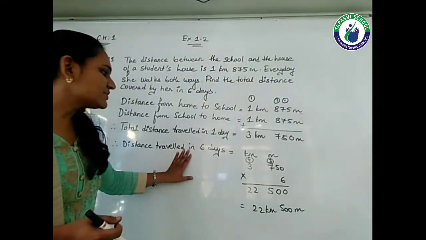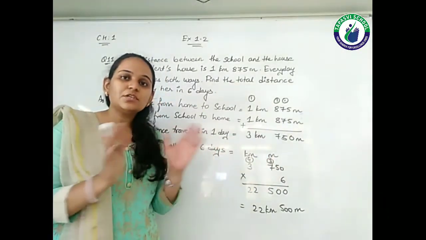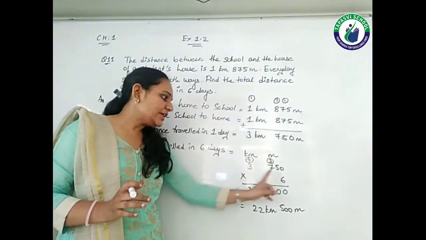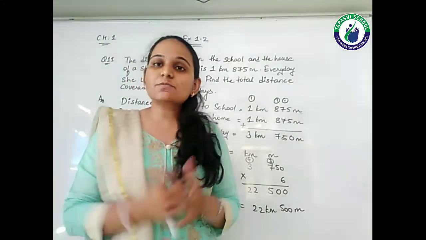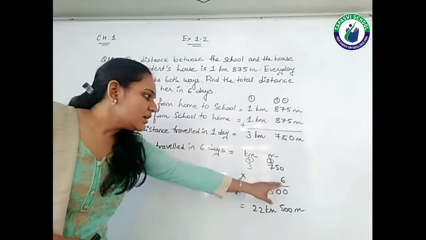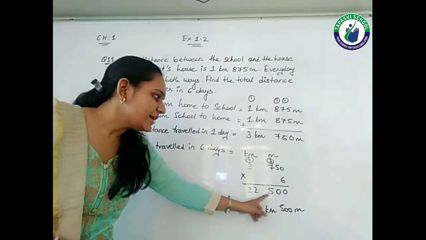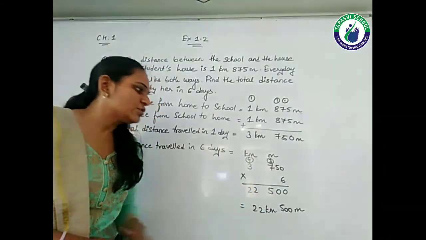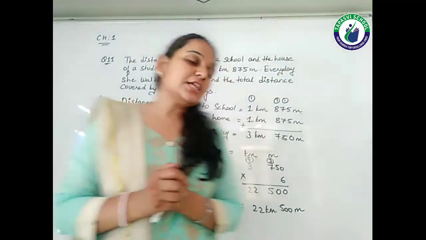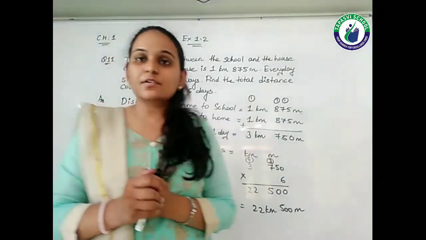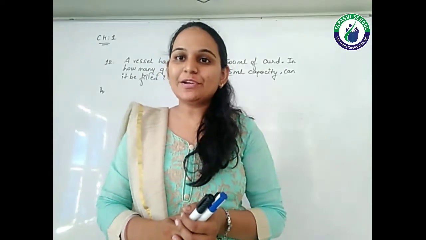Right? So the distance traveled in 6 days is kilometer and meter. I have written separately because they are the units, different units are there. So 3 and 750. We need to multiply with the 6 because 6 days she is traveling. So 6 zeros are 0, 6 5s are 30, 6 7s are 42, plus 3 45, 6 3s are 18, plus 4 22. So the 6 days total distance she is walking, that is 22 kilometer 500 meter. Right, students?